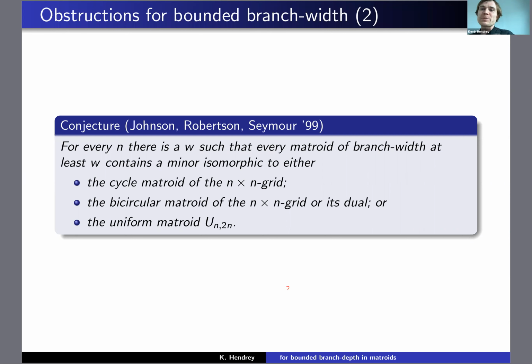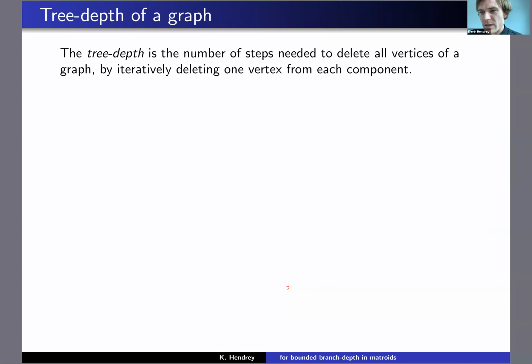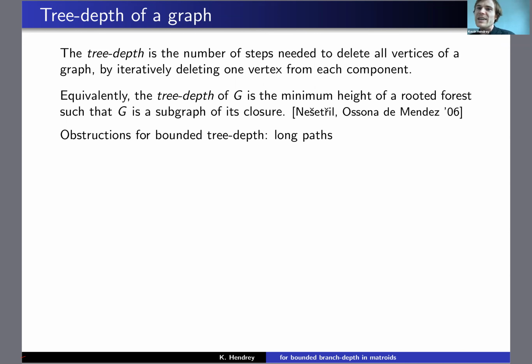But I just wanted to present the idea that there might be a more complete characterization. Cool. All right. So the tree depth of a graph is the minimum number of steps needed to delete all the vertices of the graph if at every step you're allowed to delete one vertex from each component. Or equivalently, the tree depth of a graph is the minimum height of a rooted forest such that G is a subgraph of its closure.